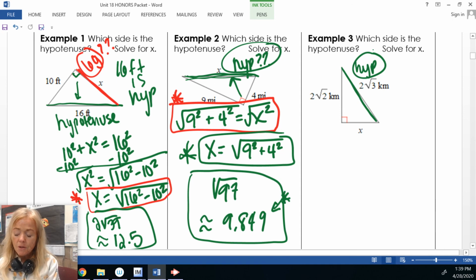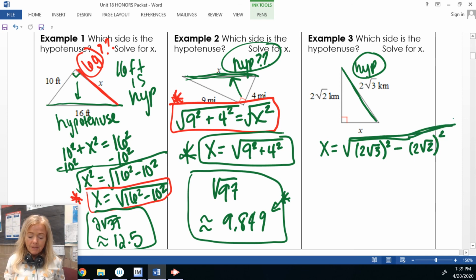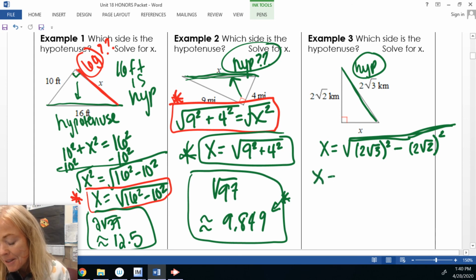So it's the 2 radical 3 kilometers. Now, if that's the hypotenuse, that's great. I do have a hypotenuse and I have a leg, right? So I'm just going to go from the already solved spot for x. So hypotenuse, 2 radical 3 squared, minus leg, 2 radical 2 squared. Now without the calculator, I'm going to show you how to do this. It would be kind of easy, or you can just plug it in the calculator.